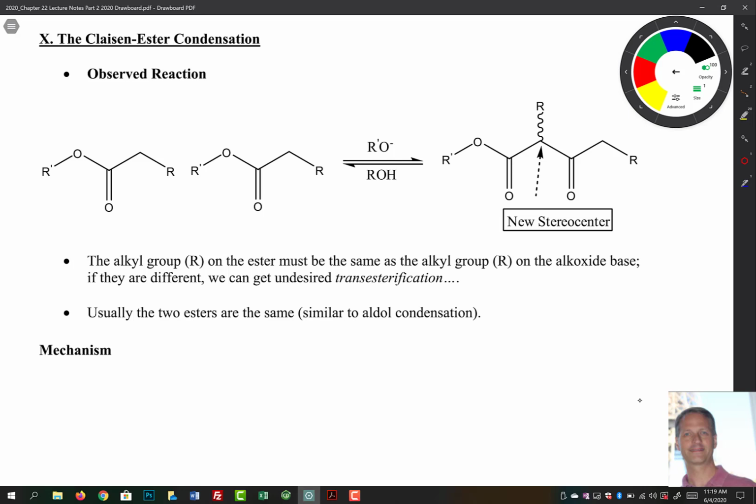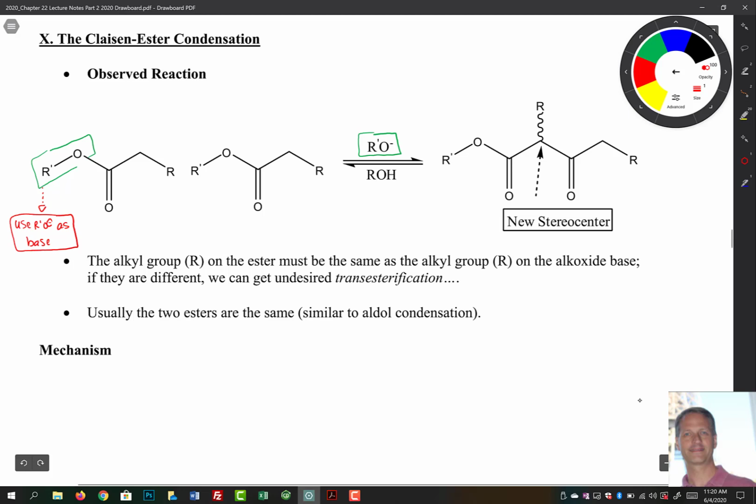Okay? So what we're going to do is take these two esters and react them to form these beta dicarbonyls. Now, one thing I want to point out to you here is this R prime O, and the base that we use is an R prime O. So it's important to note here, that ester linkage, that we have to make sure that we use an R prime O minus as our base.